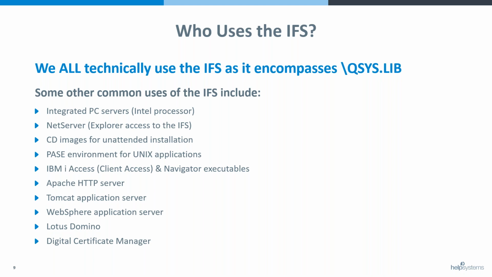So any web interface you're doing, there's going to be objects that are stored in the integrated file system, and there's going to be a folder structure that supports that. Domino, as well as Digital Certificate Manager. Essentially, think of it this way. If you have anything that interfaces with IBM i that has some sort of graphical representation associated with it, it is using the integrated file system. So whether you're intentionally using it or not, saying, I'm going to go out and use the integrated file system or the IFS, you're using it because you've got those interfaces. It is, in fact, a big, non-removable portion of the actual IBM i itself.